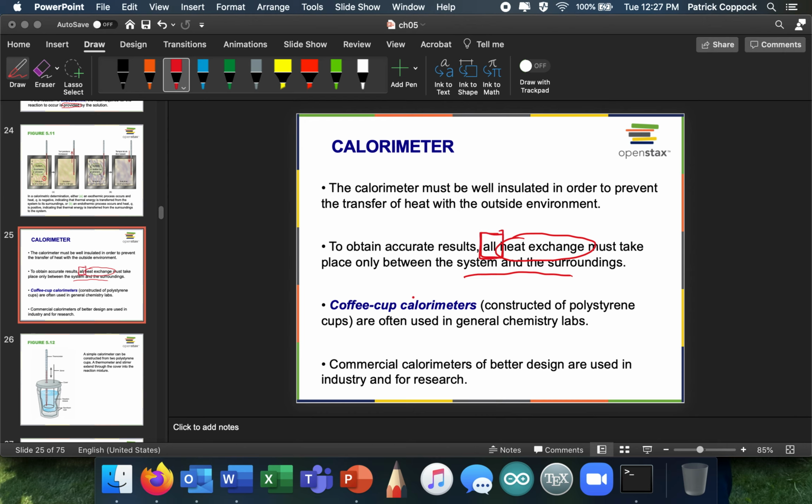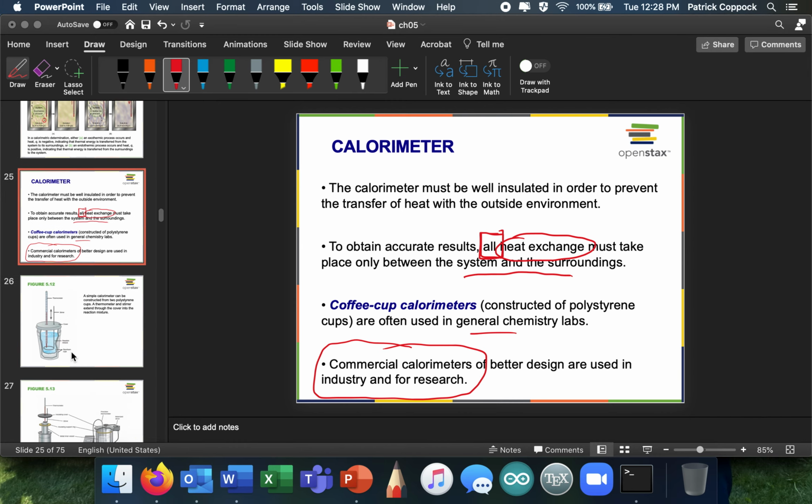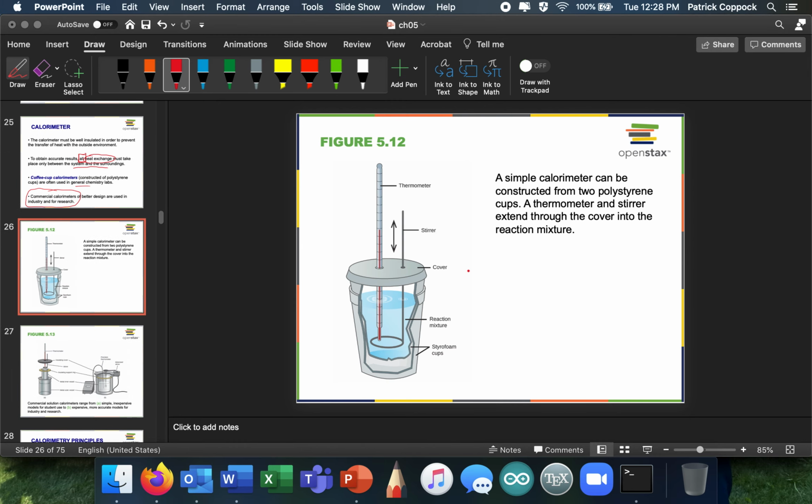So, coffee cup calorimeters, oftentimes used in Gen Chem labs, are composed of coffee cups. And there's other kinds of calorimeters which are more expensive, commercial calorimeters, better designed, and they're used for industry and research. But here's a couple graphics here. A coffee cup calorimeter, can you see two coffee cups right here? There's a coffee cup here, another coffee cup, and there's a cover. So the double coffee cup means that it's pretty well insulated, right?